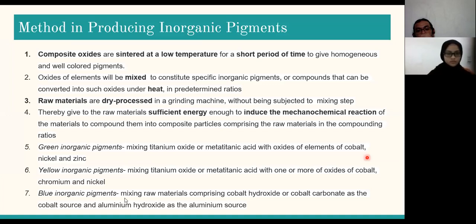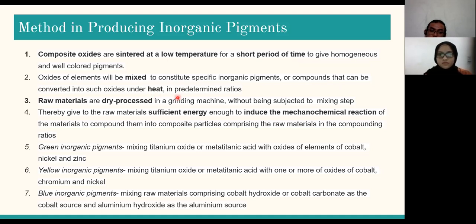So I will continue with the methods in producing inorganic pigments. Firstly, the composite oxides are sintered at a low temperature for a short period of time, which will allow the pigment in the melts to reach its best possible pigment properties, which results in homogeneous and well-colored pigment. And then the oxides of elements will be mixed to constitute specific inorganic pigments, or compounds that can be converted into such oxides under heat, in predetermined ratios.